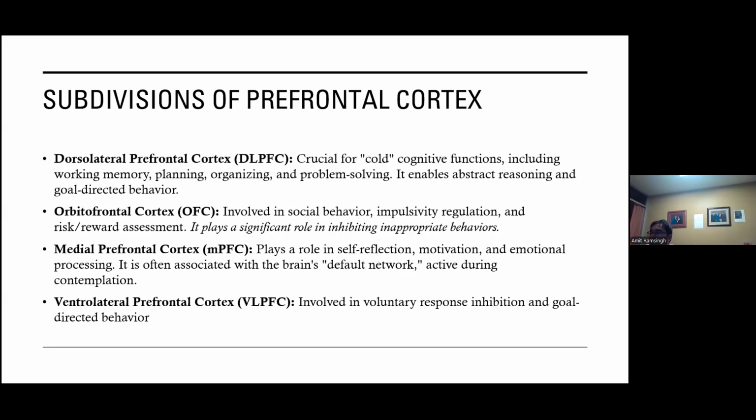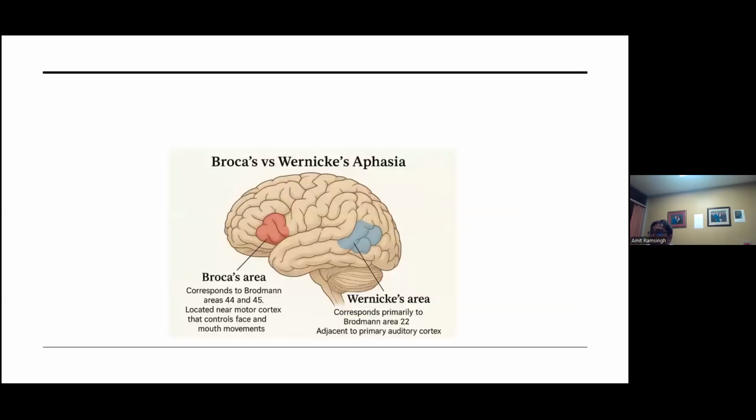In terms of the various functions, now there's a lot of overlap between the different functions, and this is not strictly compartmentalized, but the dorsolateral area is involved with more core cognitive functions like memory and planning and organization. The orbitofrontal area is involved in more social behavior, impulsivity regulation, and inhibiting inappropriate behaviors. Medial prefrontal is involved in more self-reflection, motivational, and emotional thinking, and the ventrolateral prefrontal is involved in more voluntary response inhibition and more goal-oriented behavior.